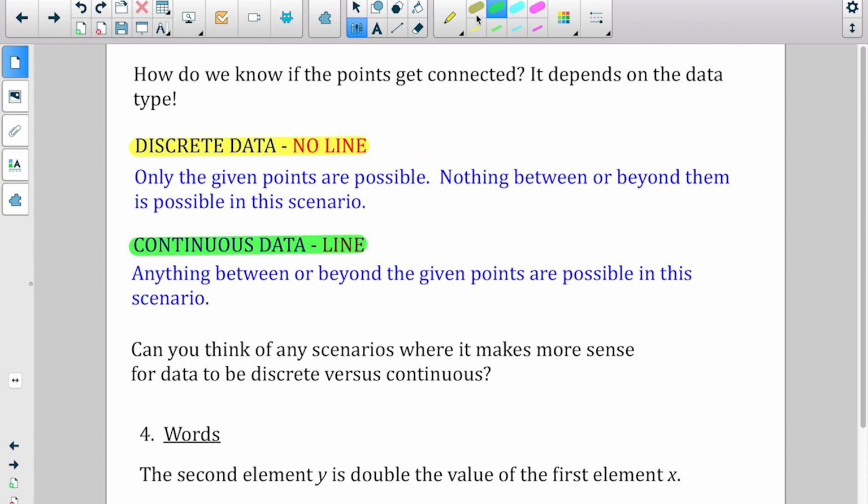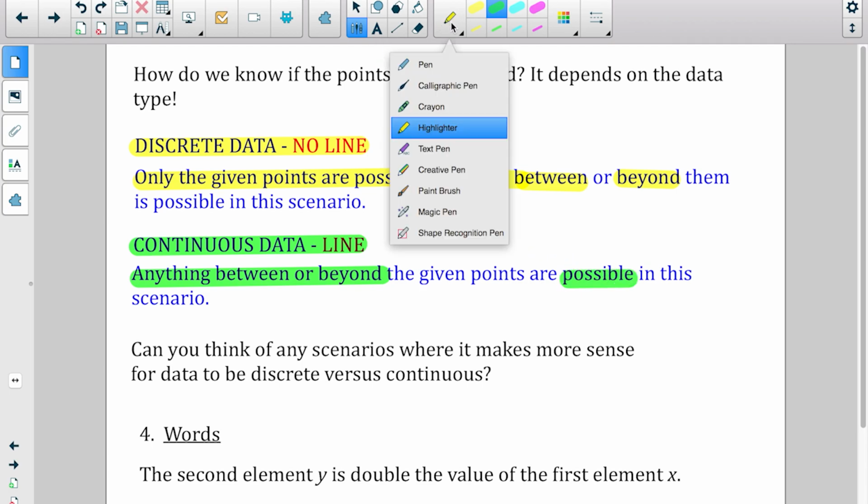Now the differences between these two lie in what happens in between the points. For example, in discrete data, only the given points are possible. Nothing between or beyond them is going to be possible. In continuous data, anything between or beyond is going to be possible. And we'll take a look at a couple of examples.